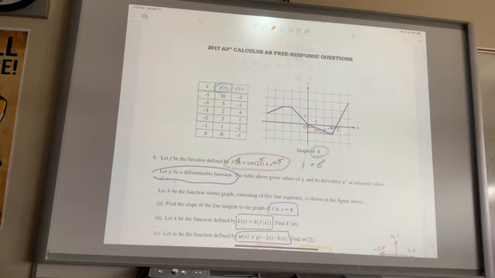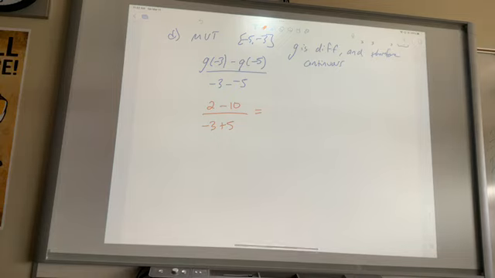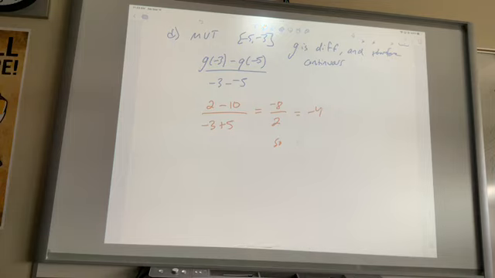G of negative 3, G of negative 5. It's 2 and 10. So here we go. 2 minus 10 over negative 3 plus 5. Now, this one I feel like you do have to simplify because it says, does it ever equal negative 4? So it's negative 8 over 2, which is negative 4. So yes. G prime of C equals negative 4 somewhere in the interval from negative 5 to negative 3 by MVT is probably how I would say it.